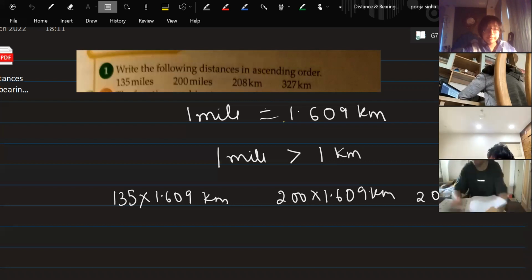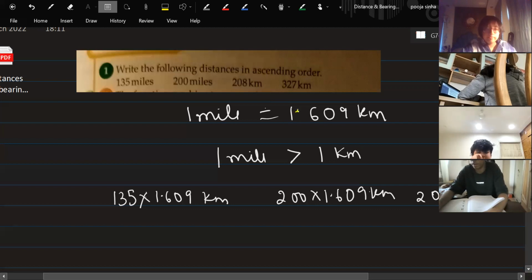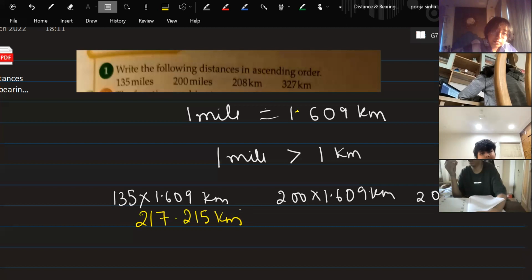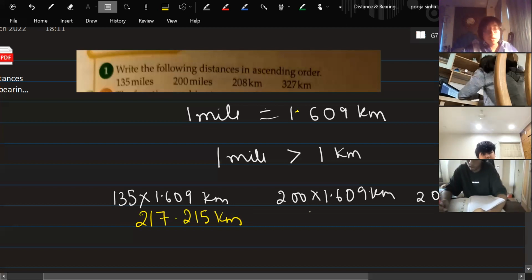We are converting everything to one unit, that is kilometers, because we can't compare if we have different units. And we know that 1 mile is equal to 1.609 kilometers. So 135 miles is how many kilometers? 217.215 kilometers. Okay, what about the other one? 200 miles is how much? Why are you looking it up? Multiply. 321.8 kilometers.